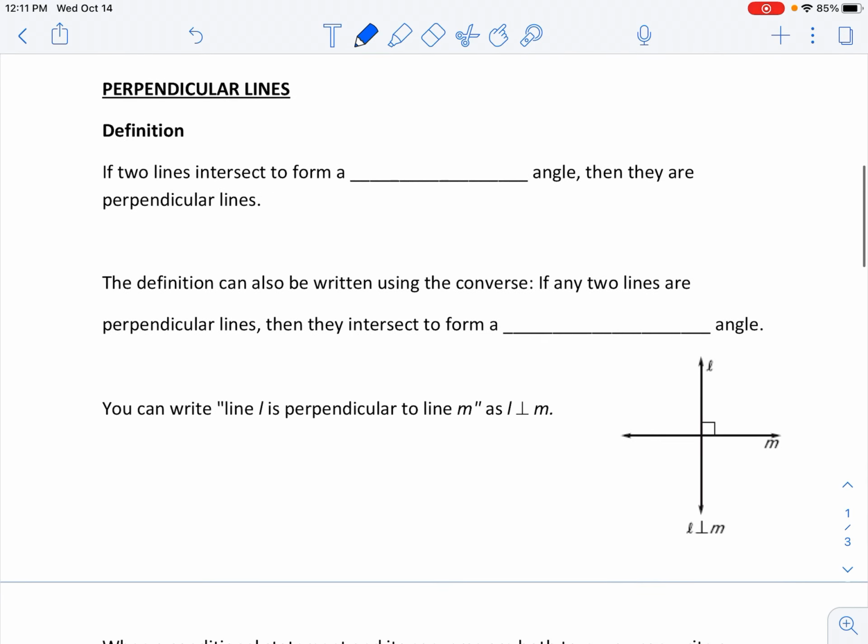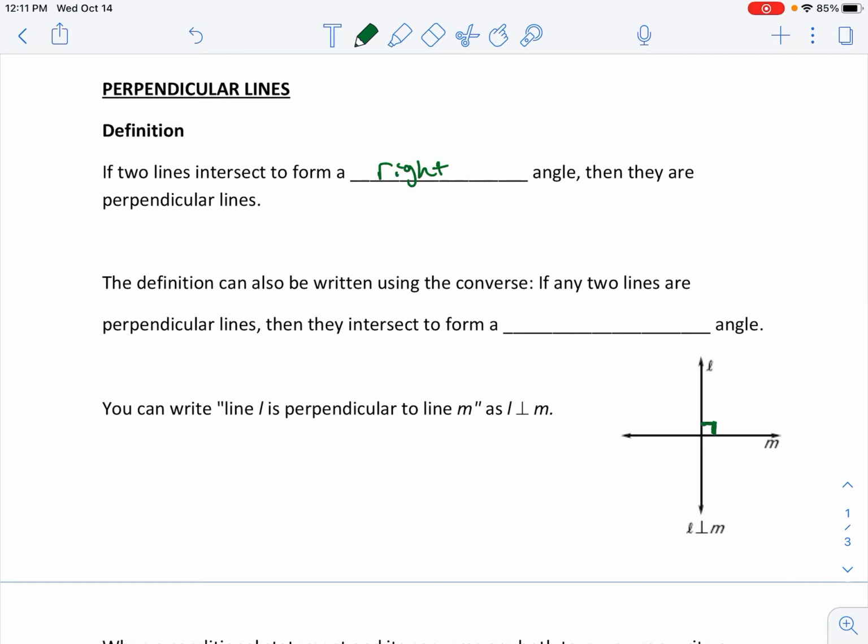Moving on to something that maybe you've seen in the past with your experiences either in middle school math or an earlier math class in high school, perpendicular lines. And let's just get right to the definition. It says, if two lines intersect to form a right angle, then they are perpendicular lines. You can see down here in the example, L and M are intersecting to form this right angle. That little box tells us that.